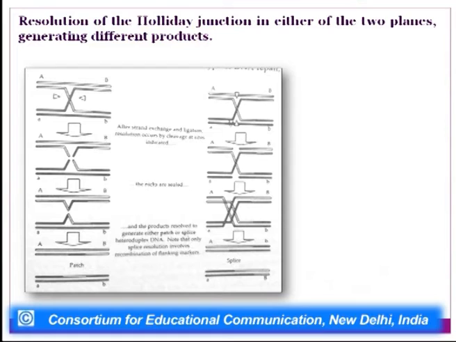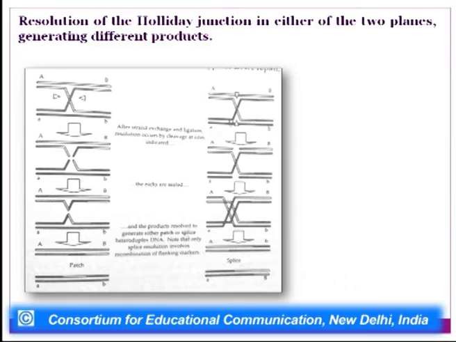And as you can see, there is a physical exchange between the segments that is occurring. The resolution of the Holliday junction in either of the two planes can generate different products. So now what happens is when it reaches the anaphase stage, the chiasmata, or the point of crossing over, has terminalized and then it is resolved, and it can actually resolve in these two different planes.